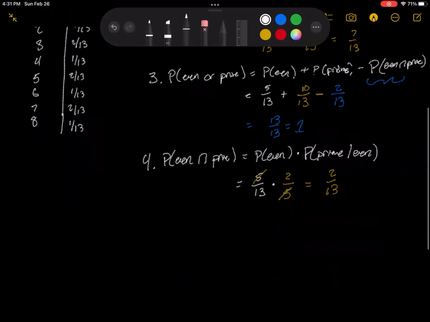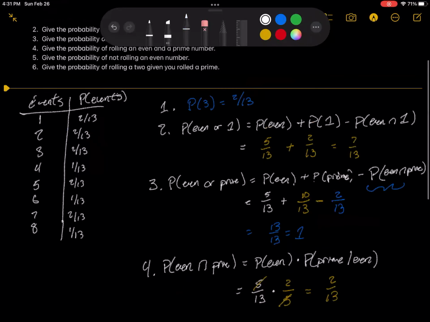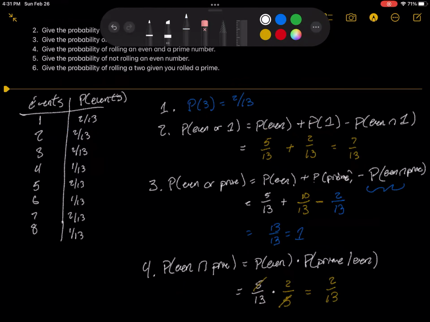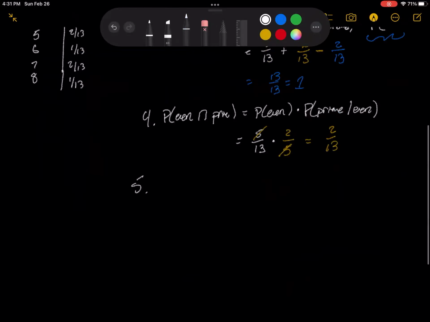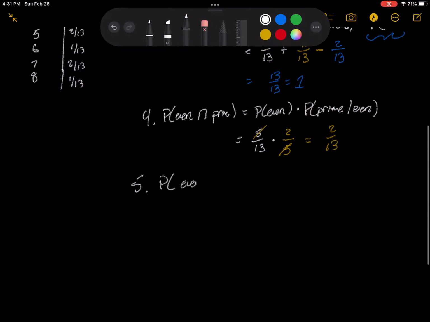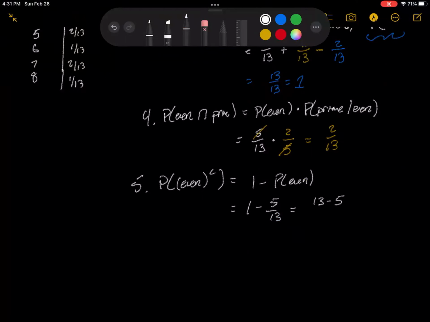We are on to number 5. Give the probability of not rolling an even number. So the probability of even complement. By the equation, we could say that this is 1 minus the probability of being even. Probability of even was 5/13. What does this give us? 13 minus 5, that's 8/13.